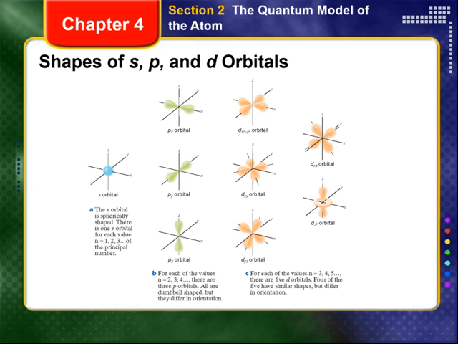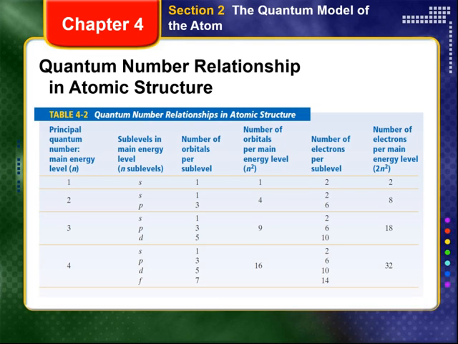And then looking at C, for each of the values n equal to 3, 4, 5, and so on, there are 5 d orbitals. 4 of the 5 have similar shapes, but differ in orientation, with the 5th having that wacky donut shape around the middle. And lastly, please refer to the patterns that exist in table 4-2, found on page 104 of your textbook.